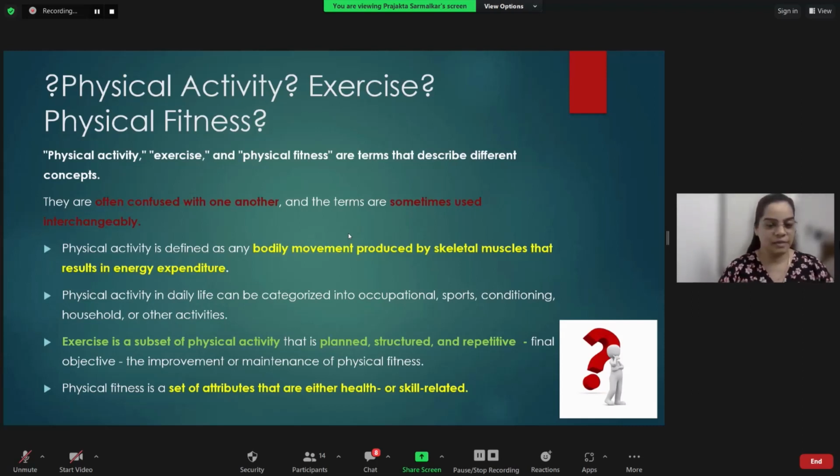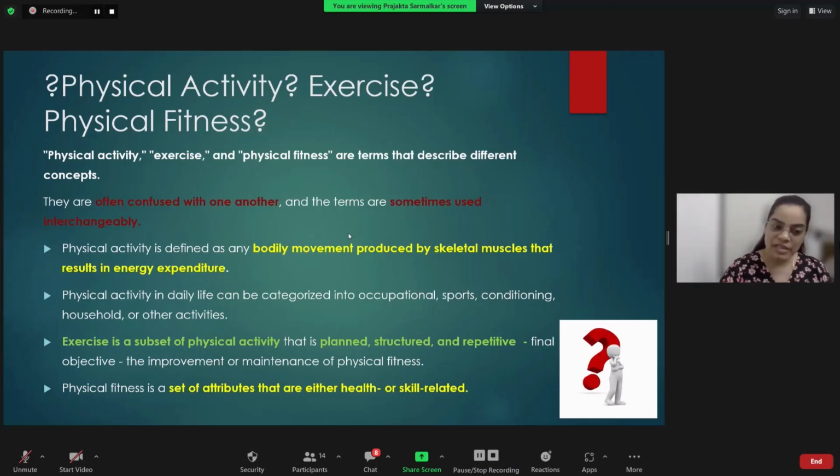Now, physical activity: I'm sitting in front of you, and if I just sit and stand up, or if I move my hand, it is a physical activity because it is causing some kind of skeletal muscle movement leading to energy expenditure. But exercise is a subset of this physical activity, which we should remember. One, it is planned; second, it is structured; and third, it is a repetitive form to gain or achieve a particular goal. The goal could be anything. In this case, we are talking about good glycemic control, weight loss, fat loss.